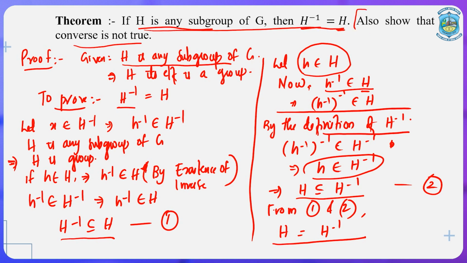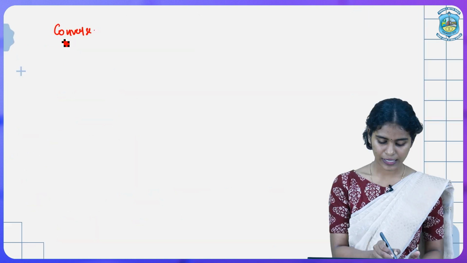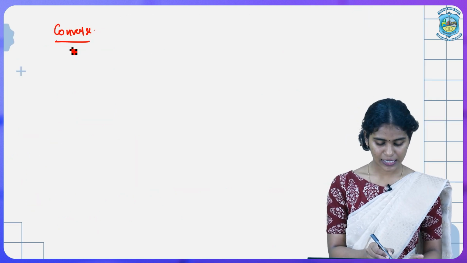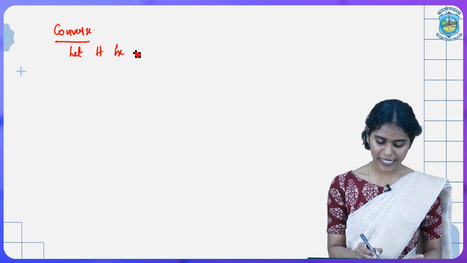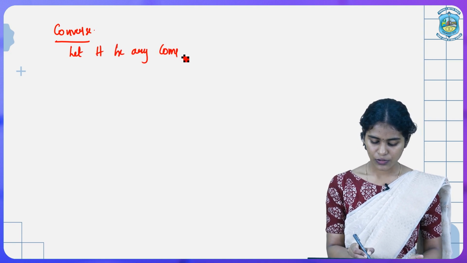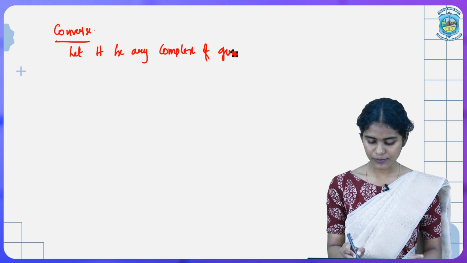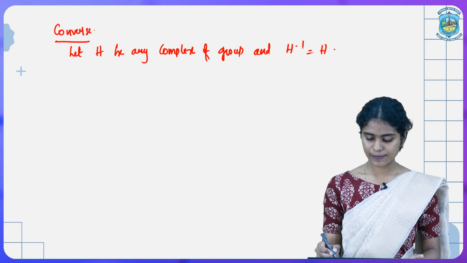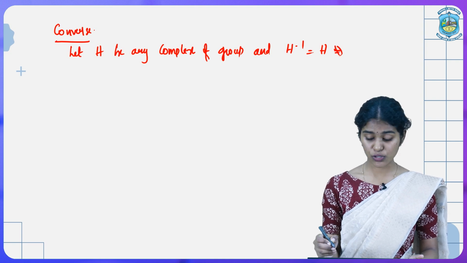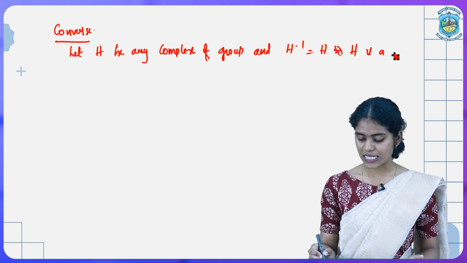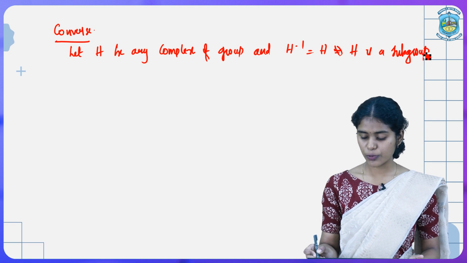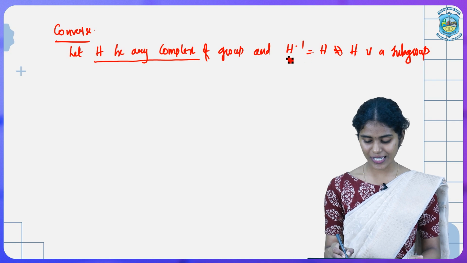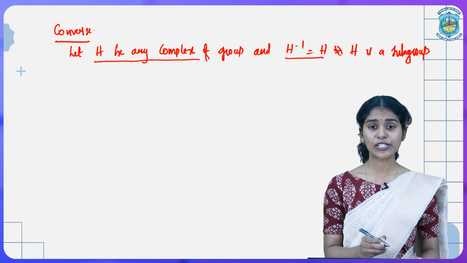The second part is we are supposed to show that the converse is not true. Converse, what do we mean by the converse part? It means that let H be any complex of group G and H⁻¹ is equal to H. It does not imply that H is a subgroup. This is what we are supposed to prove in the converse part. We will prove this part using an example.